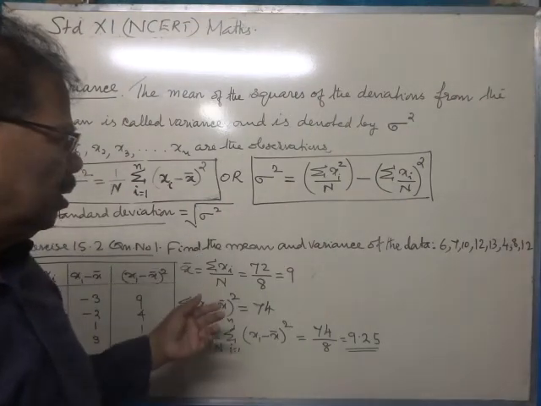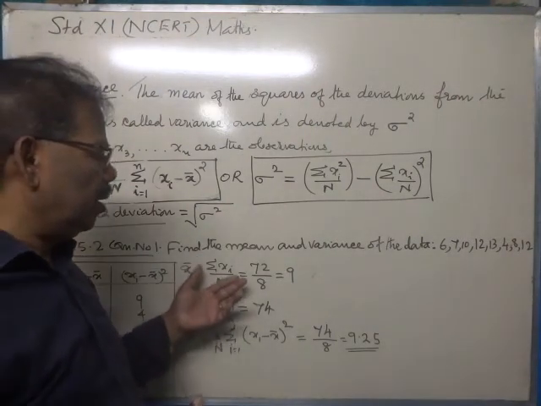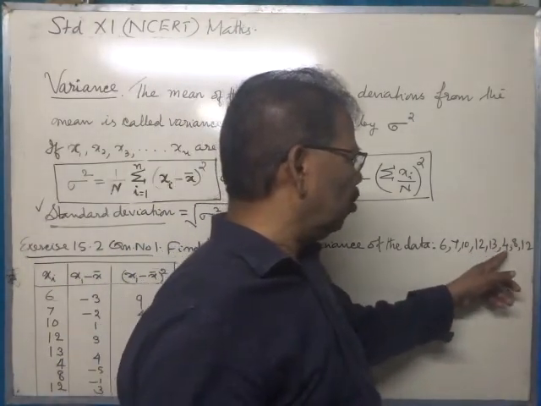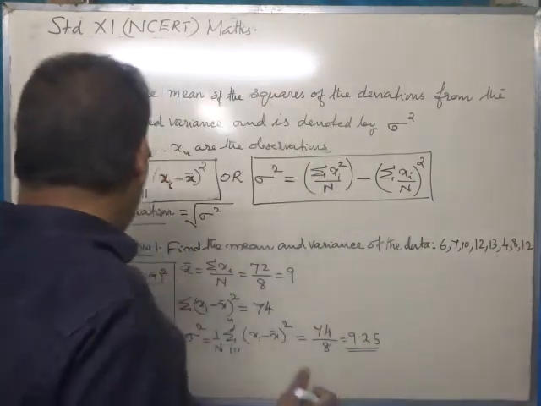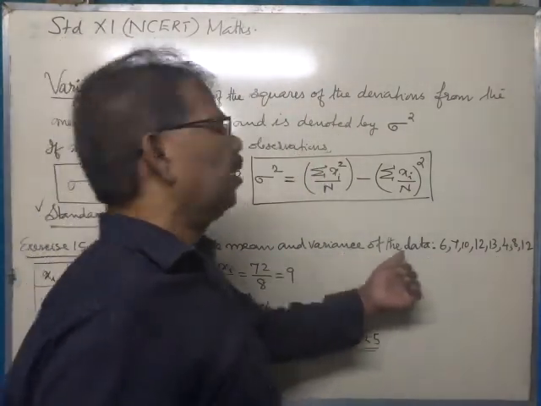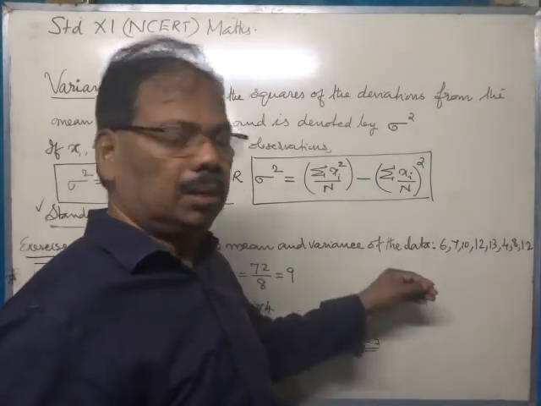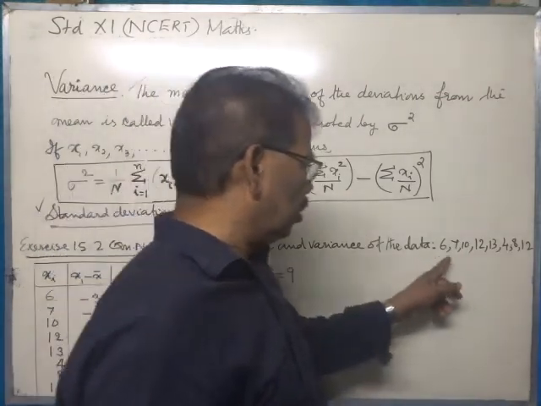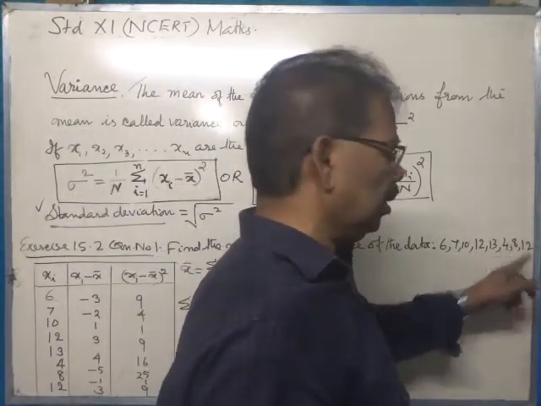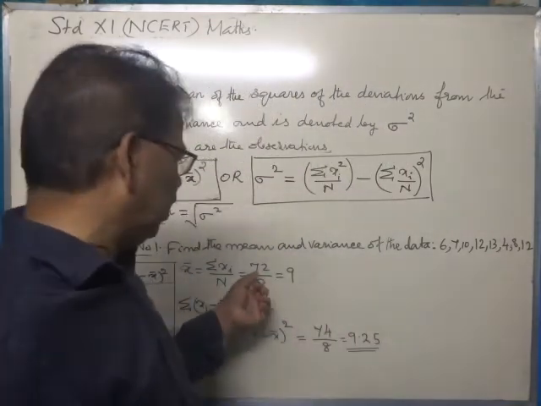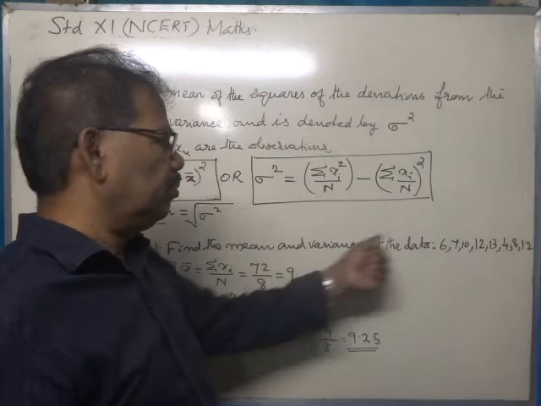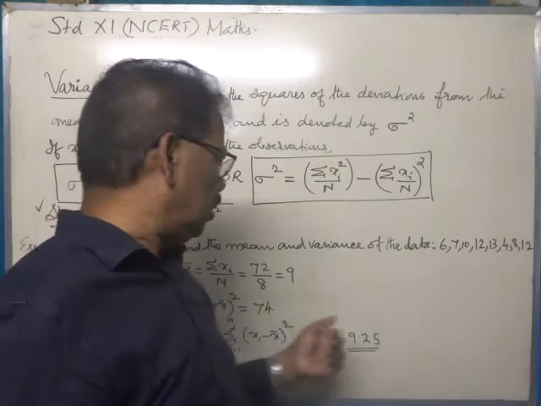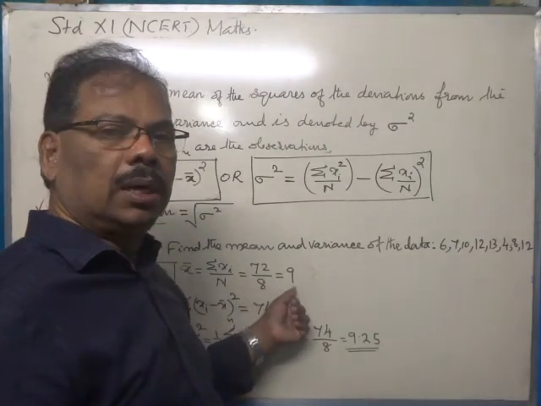We shall discuss a problem. We are given some scores: 6, 7, 10, 12, 13, 4, 8, 12. Find the mean and variance of the data. First we find the mean, adding them together and dividing by 8. There are 8 figures. Added together, we get 72. The sum is 72, and the number of figures is 8. Dividing 72 by 8, we get 9. 9 is the mean.